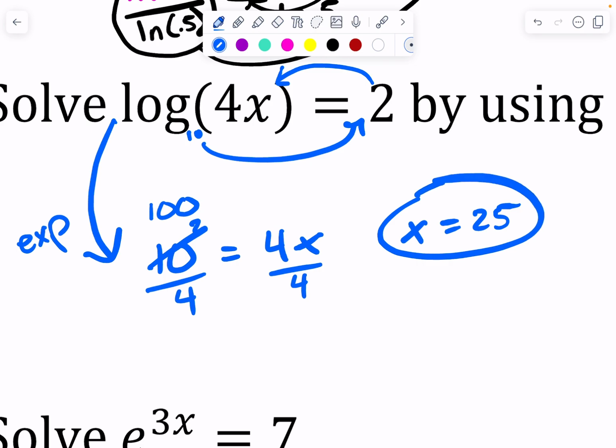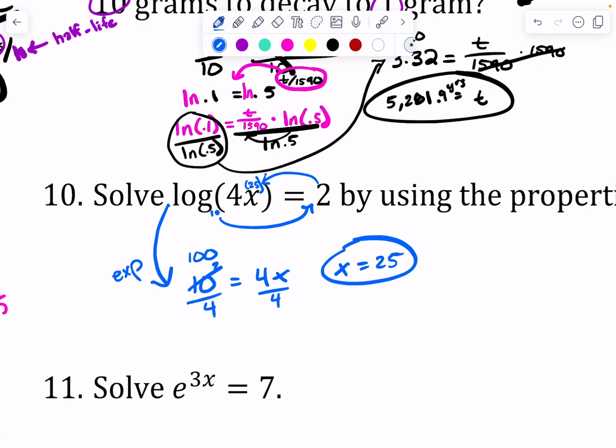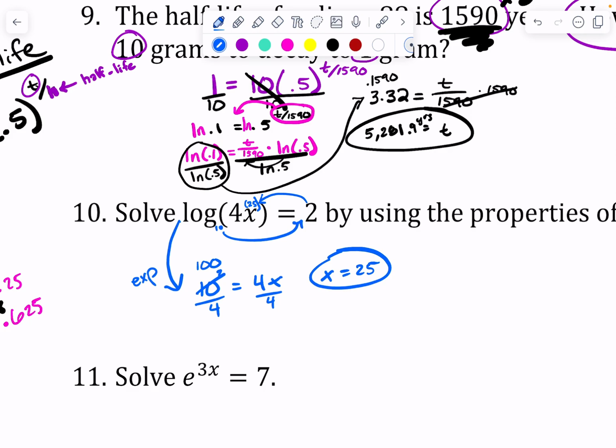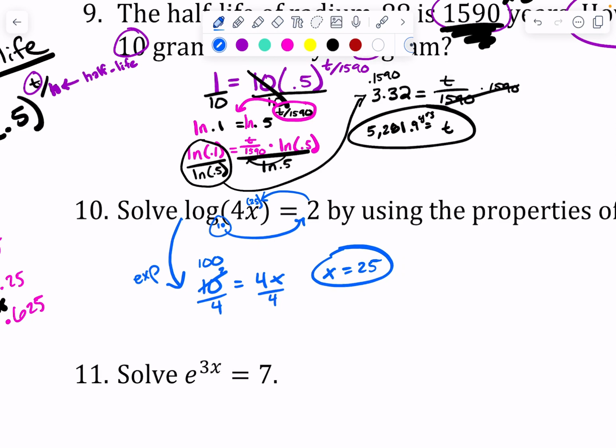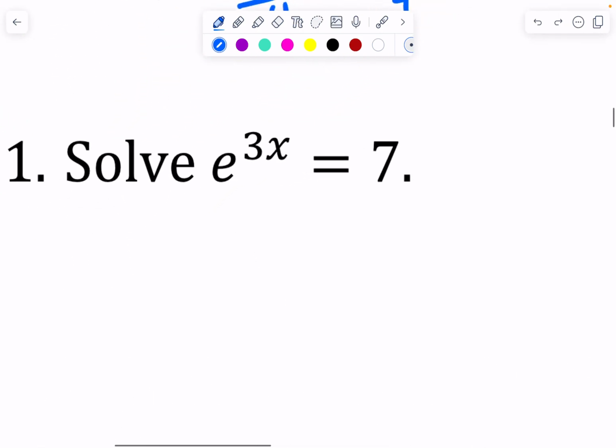If you want to type that into your calculator, you totally can. Just take log of 4 times 25, and it should come out to be 2, right? You can check real quick, your calculator thinks in log base 10 already, so you're good to go. All right. Number 11, we've already solved one like this.